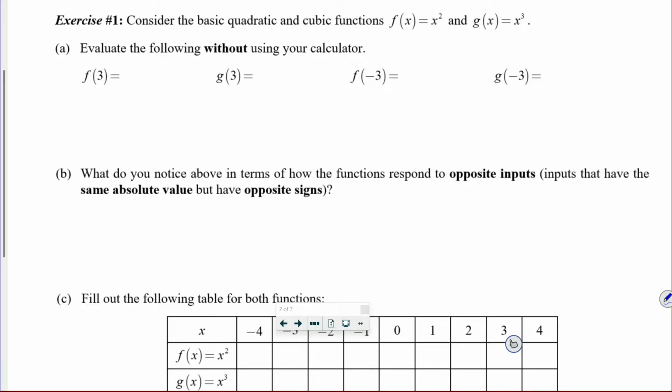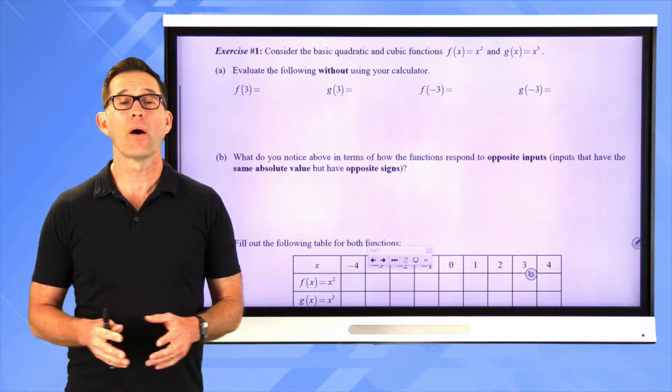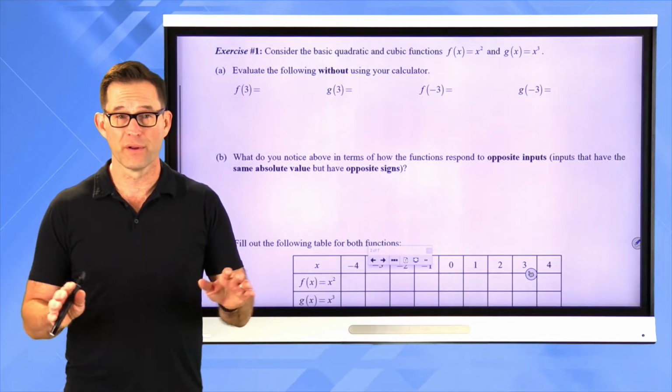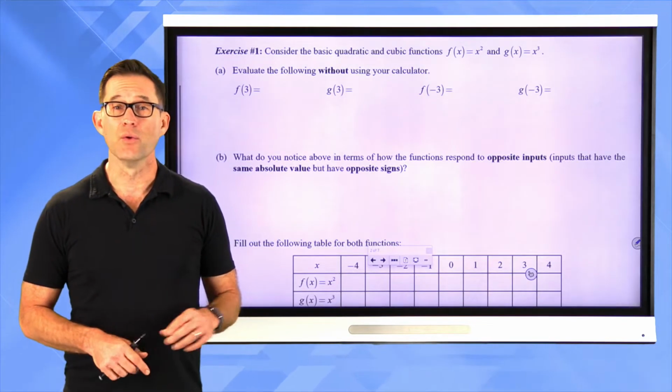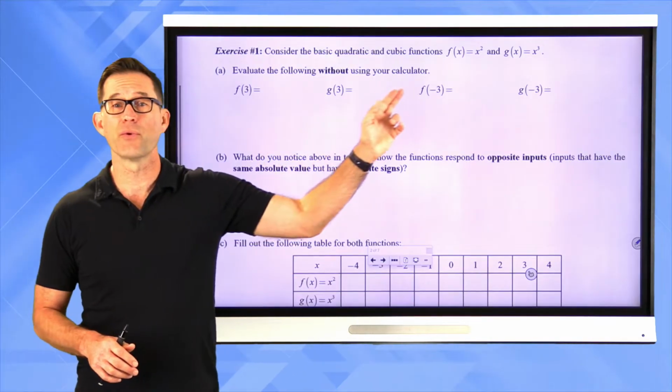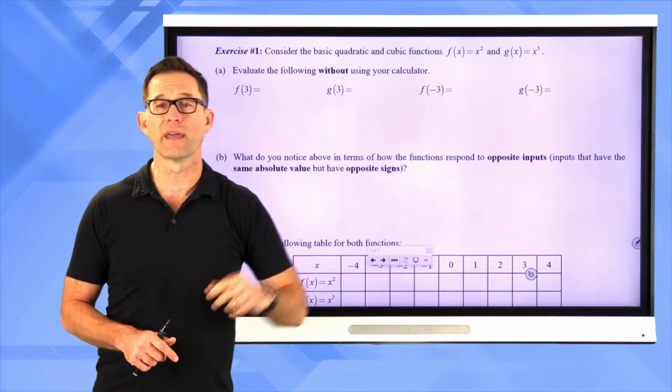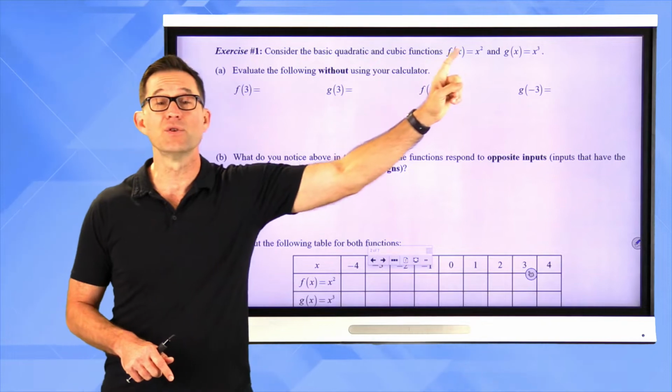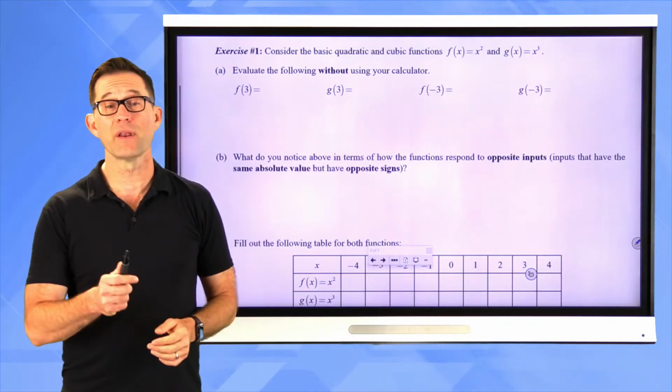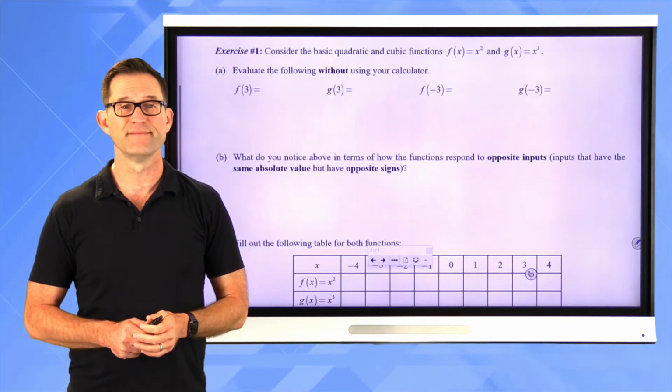Consider the basic quadratic and cubic functions f of x equals x squared and g of x equals x cubed. Letter A, evaluate the following without using your calculator. I've kept the numbers relatively small, so what I'd like you to do is figure out what f of 3, g of 3, f of negative 3, and g of negative 3 are, given those two function definitions. Pause the video now and take a moment to do that.